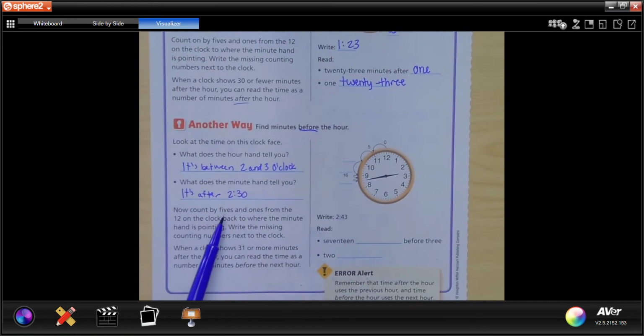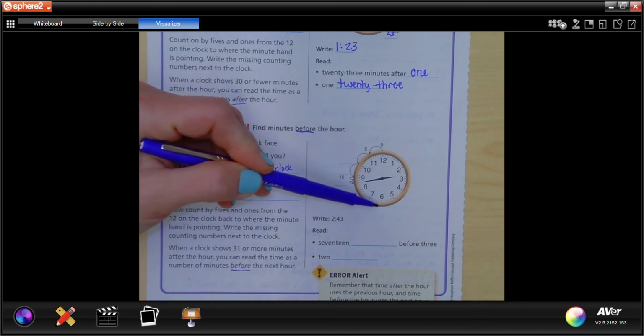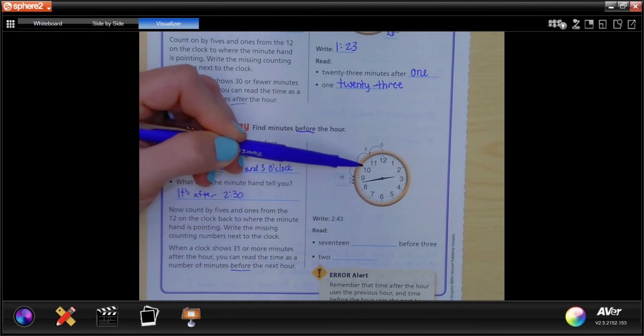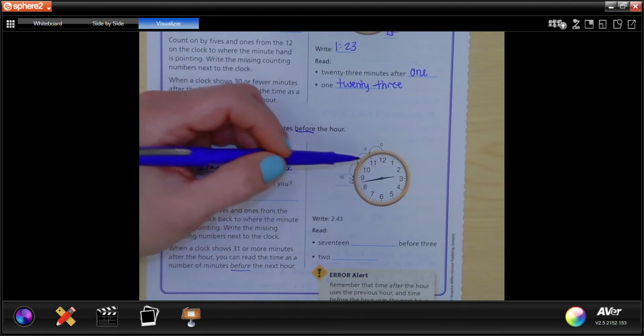Now count by fives and ones from the 12 on the clock back to where the minute hand is pointing. Write the missing counting numbers next to the clock. When a clock shows 31 or more minutes after the hour, you can read the time as a number of minutes before the next hour. So when a clock shows 31 or after, you can read the time as before the next hour.